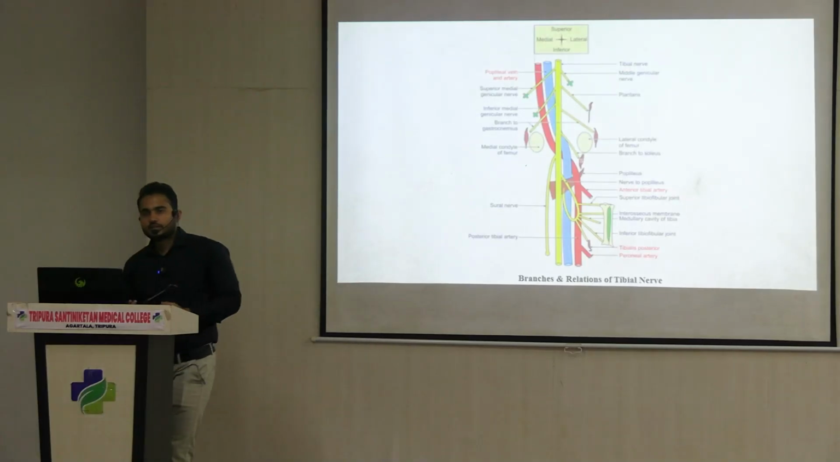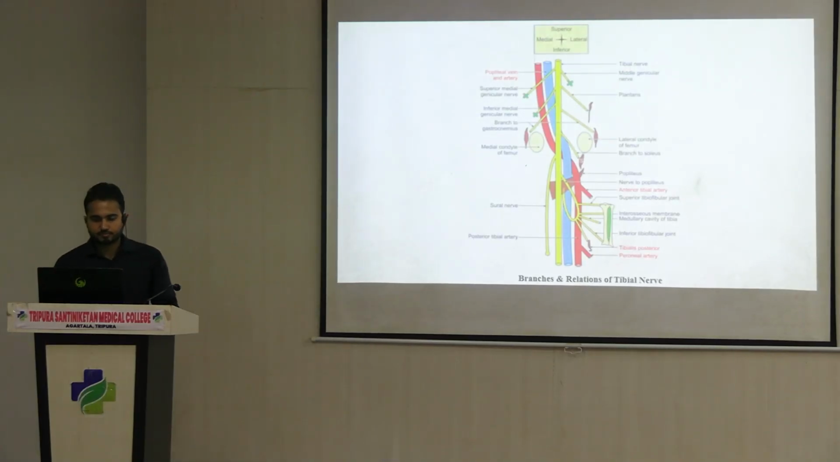So what is the peculiarity for the nerve to popliteus? Anyone? First of all, it crosses the popliteal vein and popliteal artery from medial to lateral. And after that, what happens? It winds around the inferior border and then goes on the anterior aspect of the popliteus muscle, or you can say deep to the popliteus muscle, and then it supplies the popliteus.